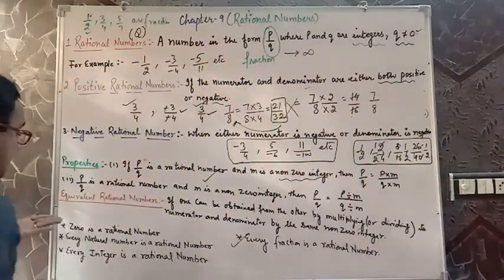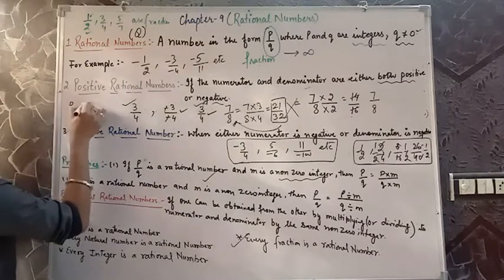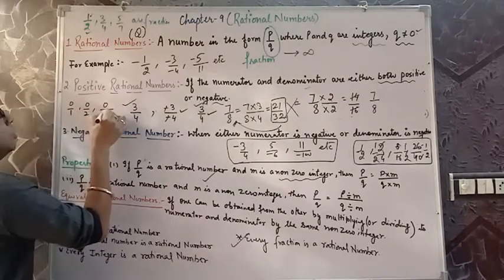Clear? Now, 0 is a rational number. Yes, 0 by anything. 0 by 1, we can write 0 by 2, we can even write 0 by minus 100.